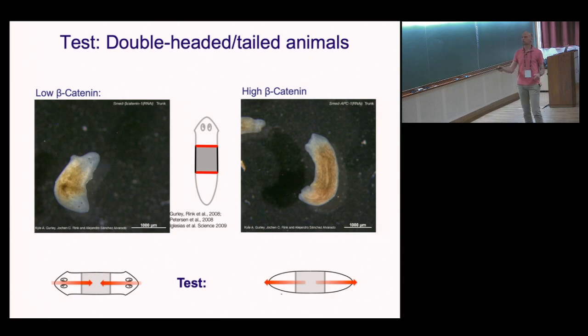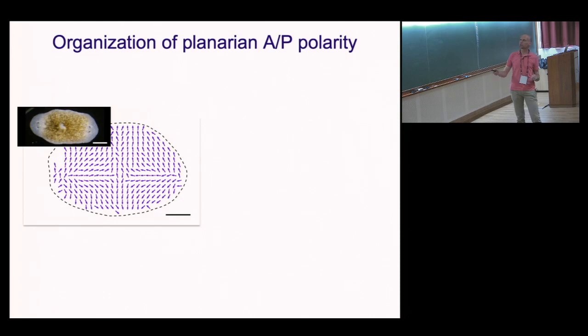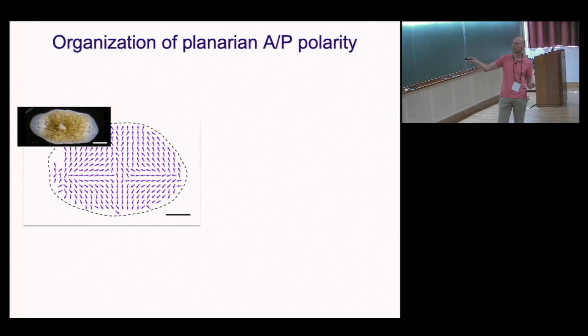Okay, so multiple possibilities of what we could see, including the null hypothesis that nothing changes when we change head versus tail at the organismal level. However, the answer is that when we look at the double-headed animals, what we do see are in fact very nice and very clear bipolar polarity fields. As you can see here, on either end the vectors point inwards, like in a wild-type animal.